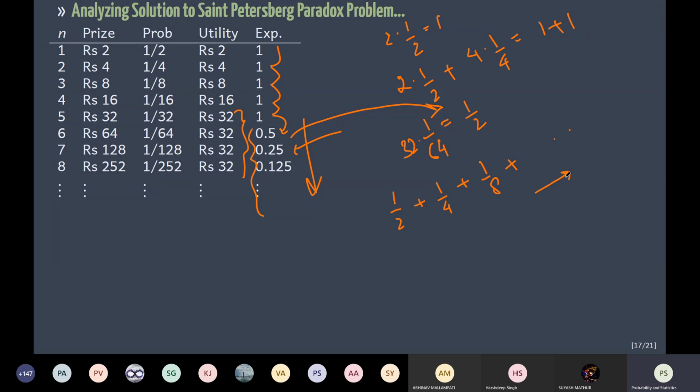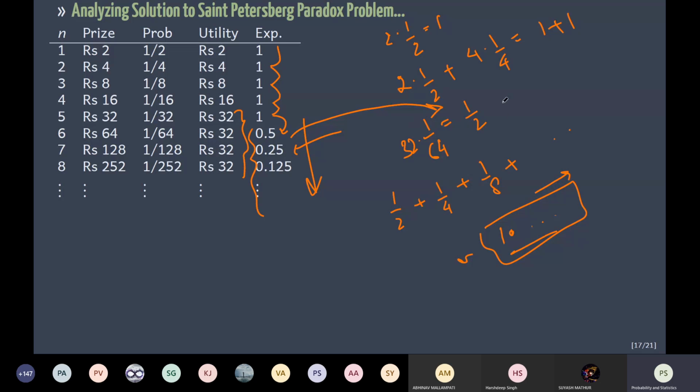Where does this series converge? You have done this in real analysis, right? So this will converge to some value, maybe something like 1 point something. I'm not sure about the sum of this series; I also have to do the calculation, but maybe it will be something like 1 point something. So this is what it could be.